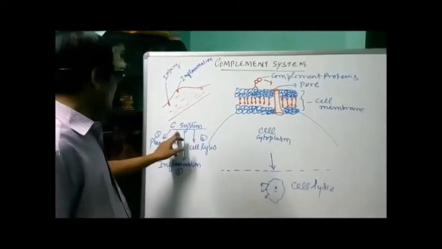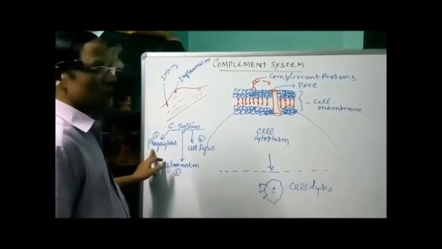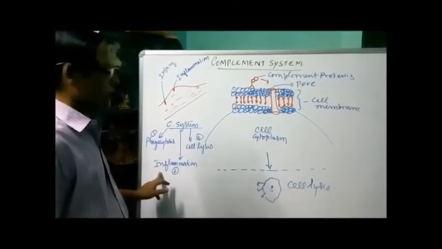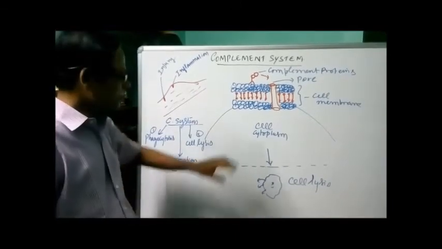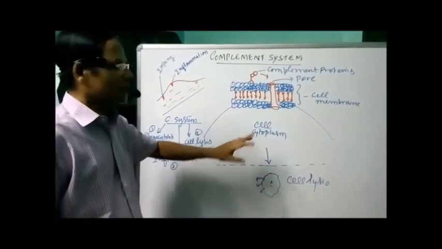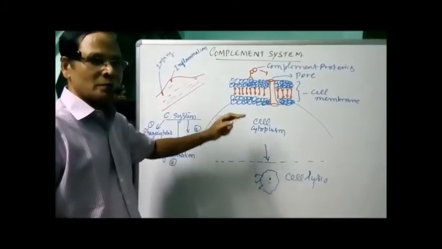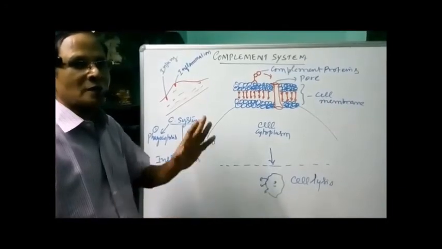So the complement system has 3 functions. 1. Phagocytosis, 2. Cell lysis and 3. Inflammation. These are all the 3 functions of the complement system. This is the mechanism of cell lysis: creation of pore, entry of fluid, bulging of the cell, bursting of the cells, leading to the destruction of the cell, that is called cell lysis.